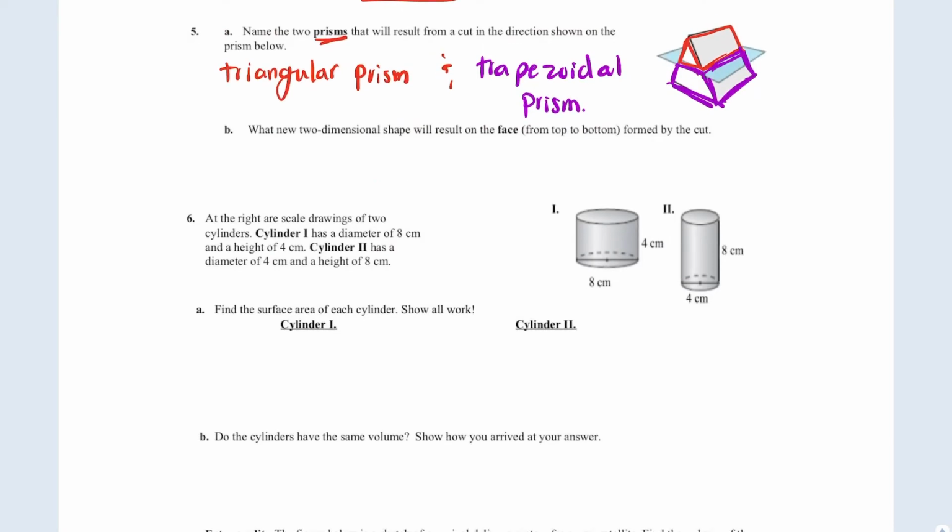The second question is, what new two-dimensional shape will result on the face formed by the cut? So now we're talking about the flat two-dimensional shape. So if I were to slice this triangular prism where it says it's slicing, what shape can you expect to be on the face? Well, hopefully you guys said a rectangle.